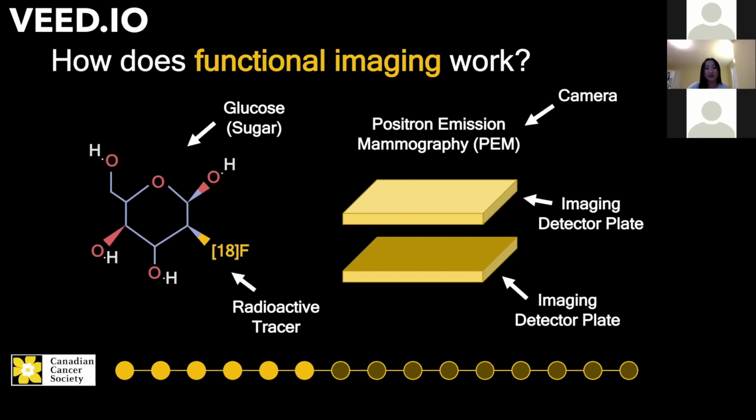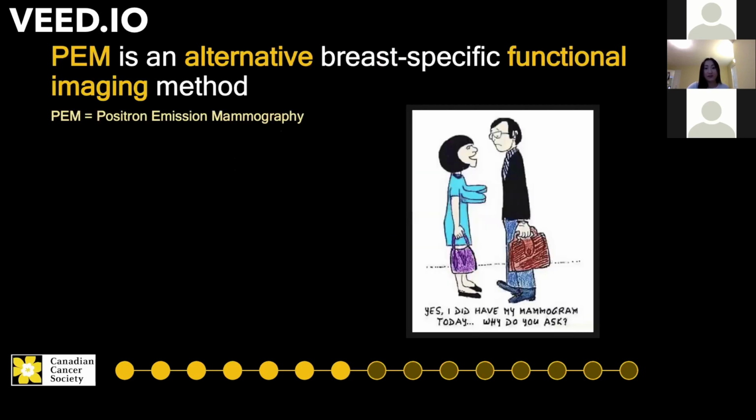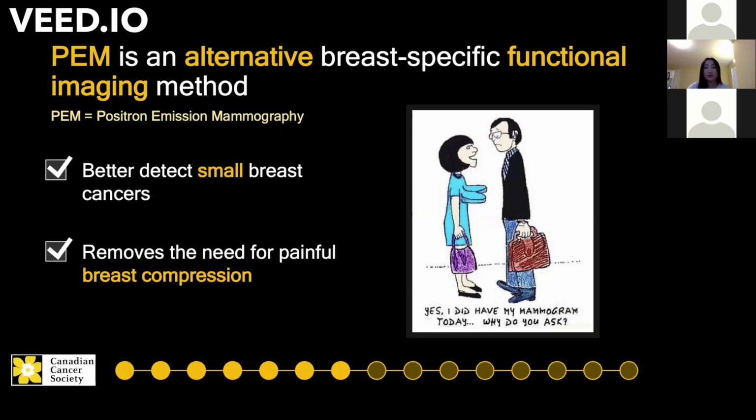Then by using a special camera and breast-specific detector plates, we can detect differences in tissue activity and therefore find breast cancer. So positron emission mammography, or PEM, is an alternative breast-specific functional imaging method proven useful for detecting breast cancer. And this technology has been shown to better detect small breast cancers. And another clinical advantage is that it can reduce breast compression, which may alleviate patient pain during imaging.